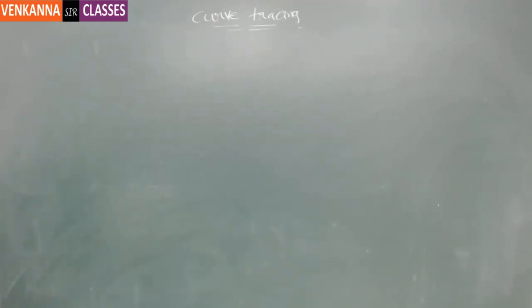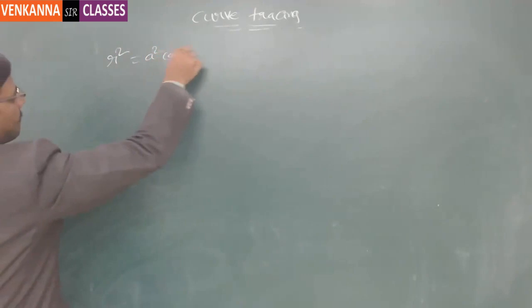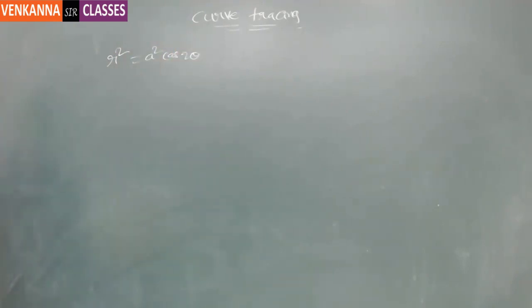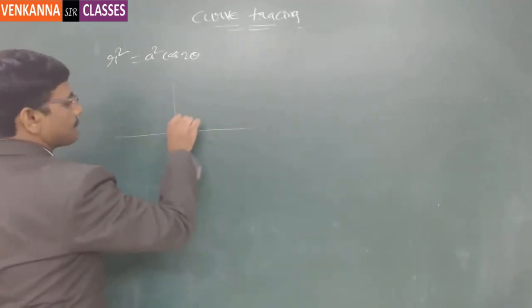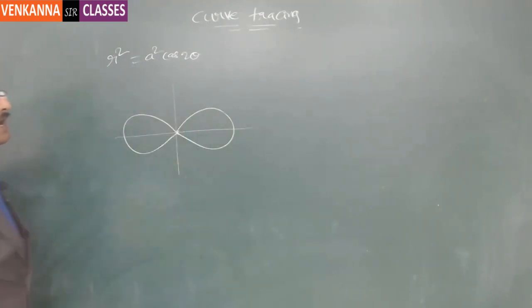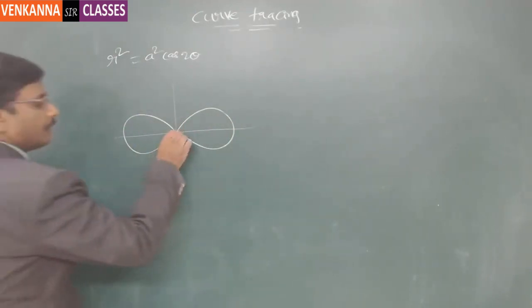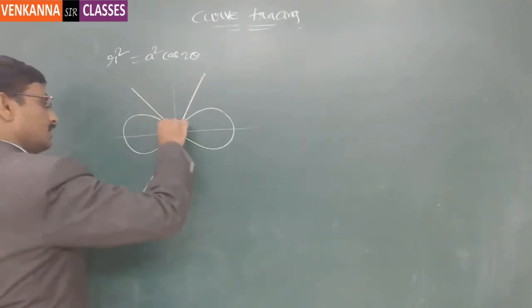Now, can you trace the curve of r square is equal to a square cos 2 theta? A square cos 2 theta. Try tracing this. Anybody got it? So this is as if like the dumbbell shape. This is the kind of shape you are going to get. Now here, this is one tangent and this is another tangent.